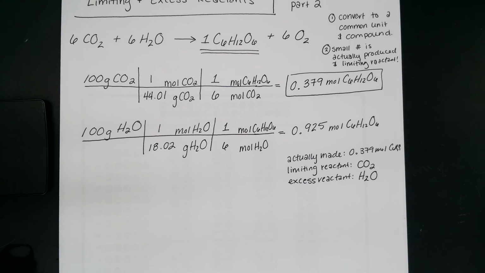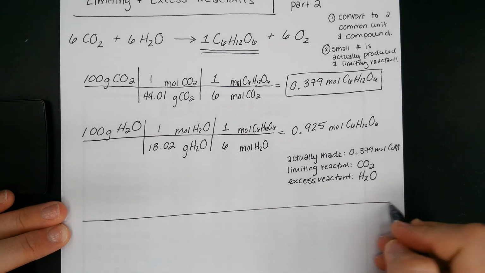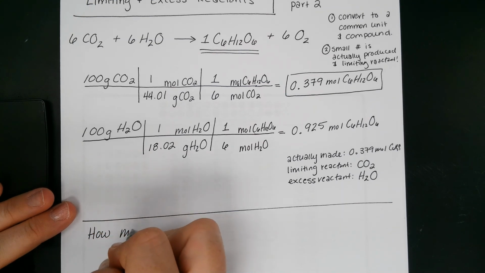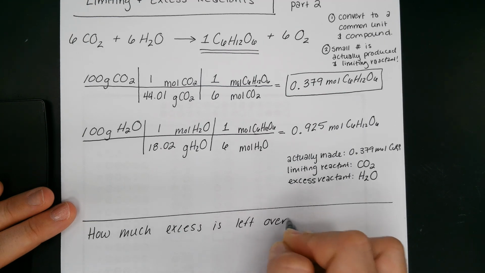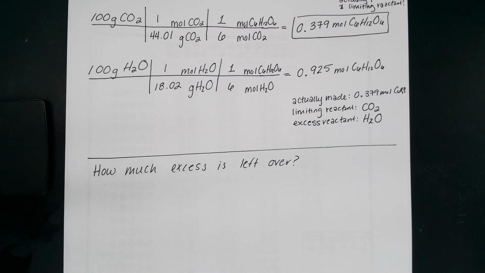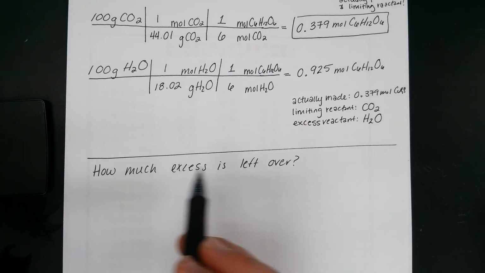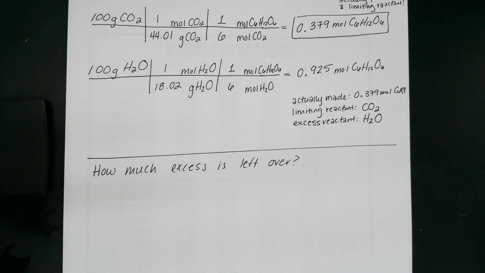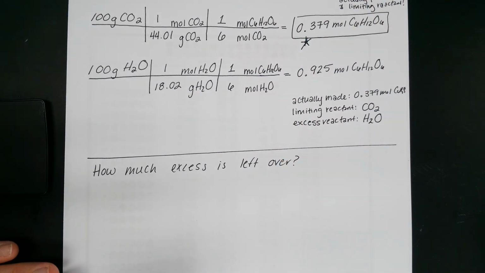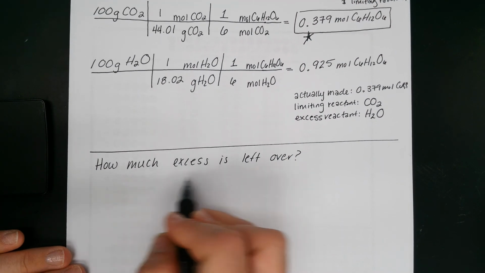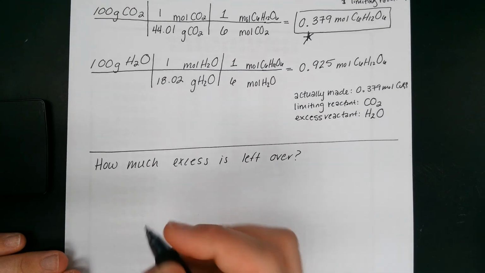The other part with this that you're going to have to do is figure out how much excess is left over. This is going to be kind of like that level 4 question. How much excess is left over after the reaction happens? Keep in mind, once this reaction comes to completion and as much glucose is made as can possibly be made, we only made 0.379 moles of glucose. So for determining the amount of excess, you start with how much was actually made.